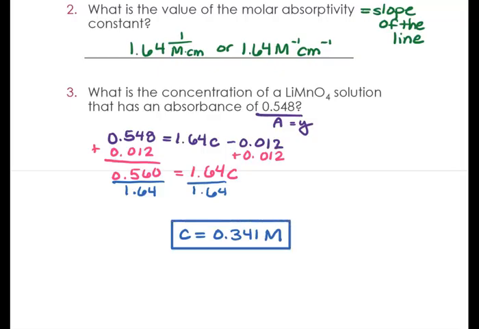And the sig figs that we're going to use for our concentration are going to be equal to the sig figs in our absorbance. So our absorbance here is 3 sig figs, so my answer is also going to be in 3 sig figs. Okay, so that is how we graph Beer's law, and that is how we do our Beer's law calculations.